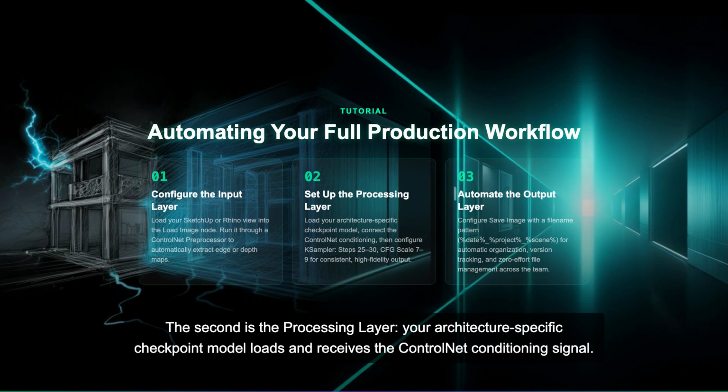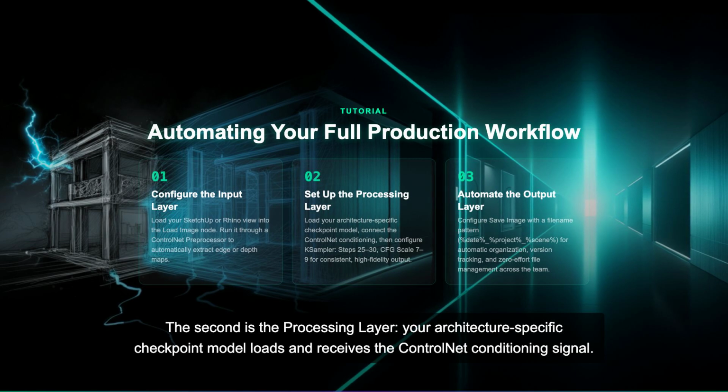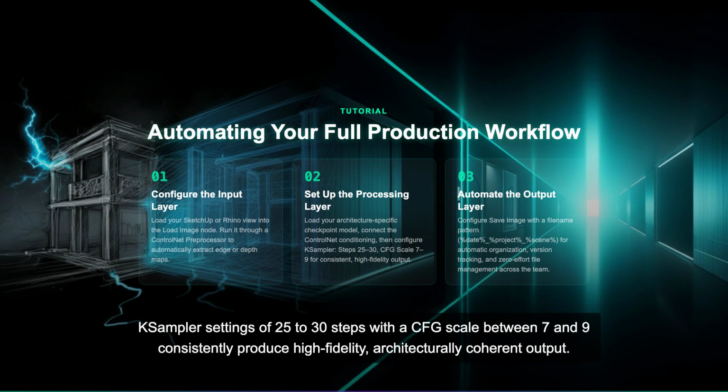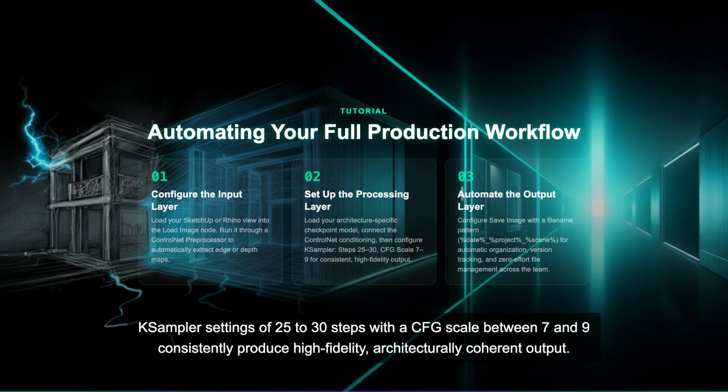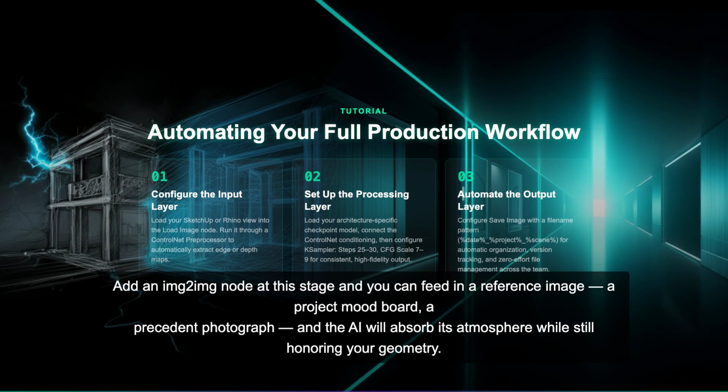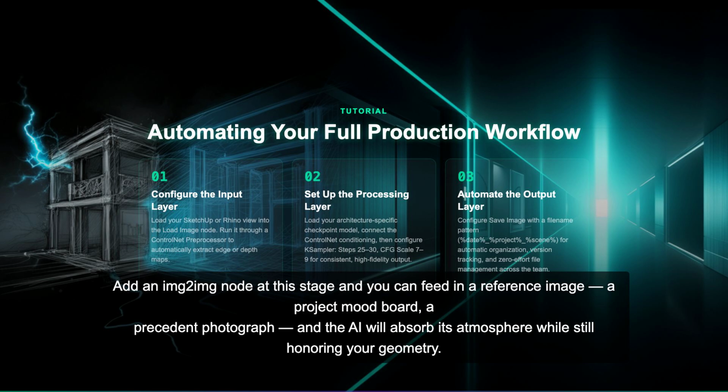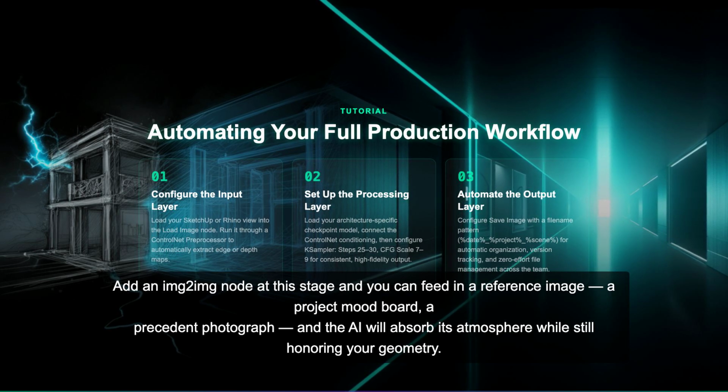The second is the processing layer. Your architecture-specific checkpoint model loads and receives the ControlNet conditioning signal. K-sampler settings of 25 to 30 steps with a CFG scale between 7 and 9 consistently produce high-fidelity, architecturally coherent output. Add an IMG2IMG node at this stage, and you can feed in a reference image, a project mood board, a precedent photograph, and the AI will absorb its atmosphere while still honoring your geometry.